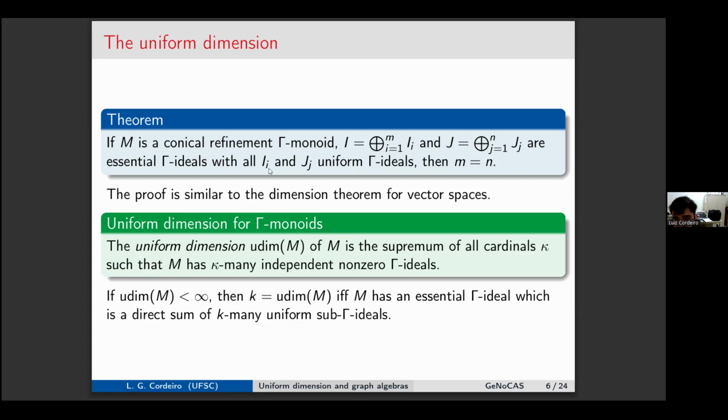And the proof is quite similar to the dimension theorem for vector spaces. We just, up to some permutation, substitute all the terms of the I and the terms of the J step by step and show that the essential property is preserved.